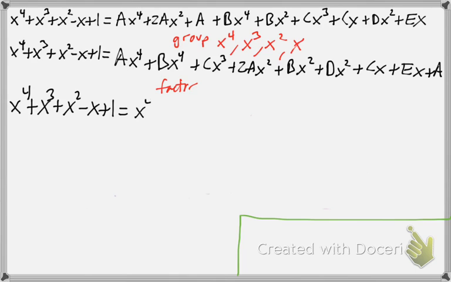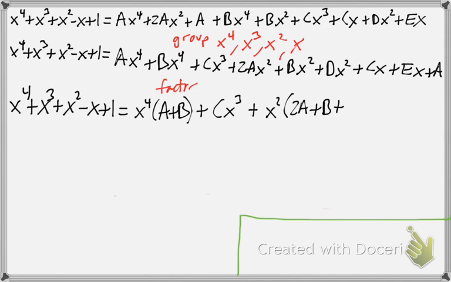So I'm going to factor out the x to the fourth, leaving me with A plus B. The Cx cubed, there was only one cubed term, so I'm not going to factor it. The x squared I can take out, leaving me with 2A plus B plus D. Factor out an x, leaving me with C plus E. And then that A is still there.